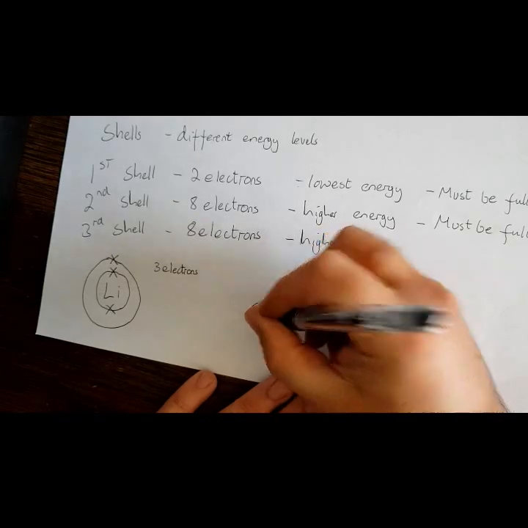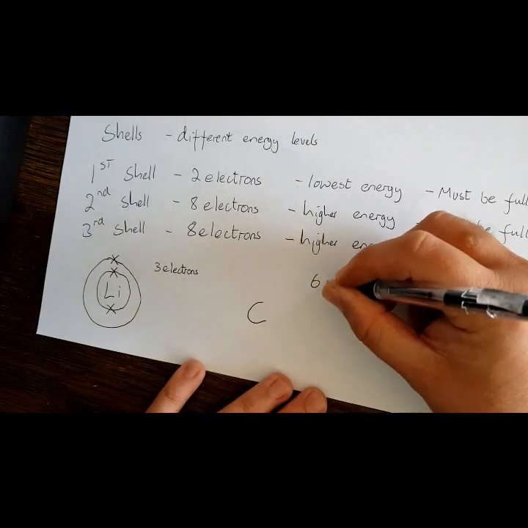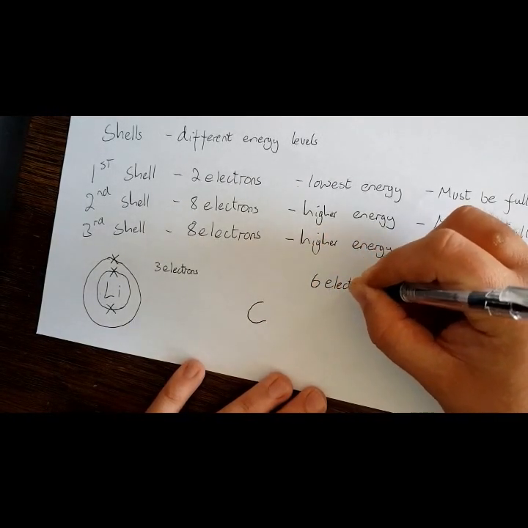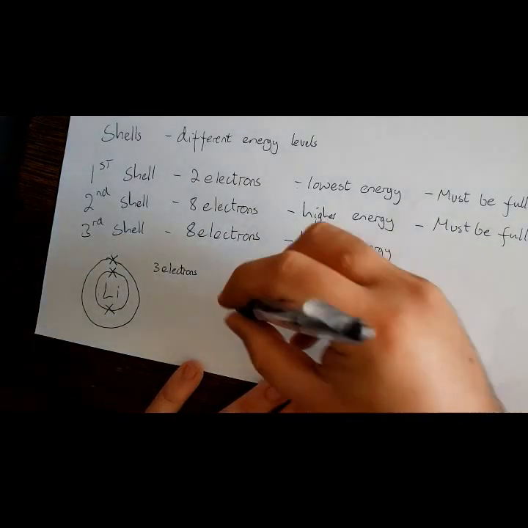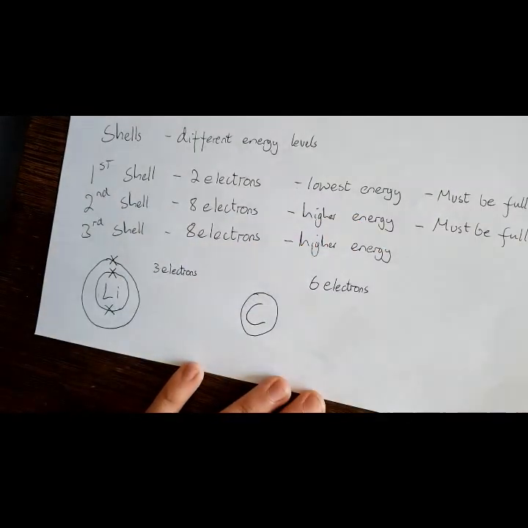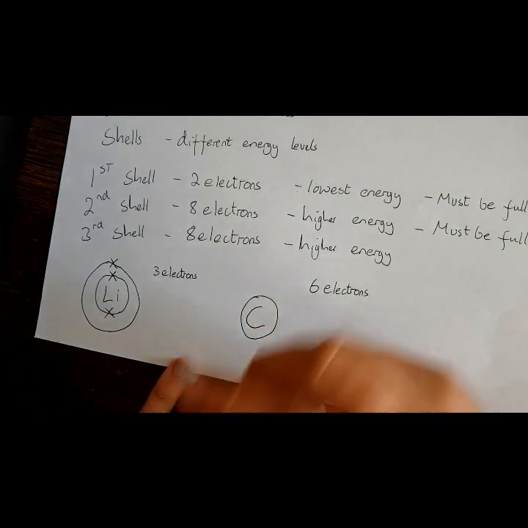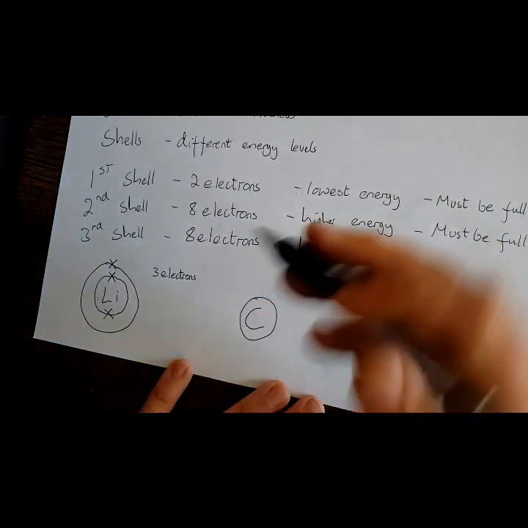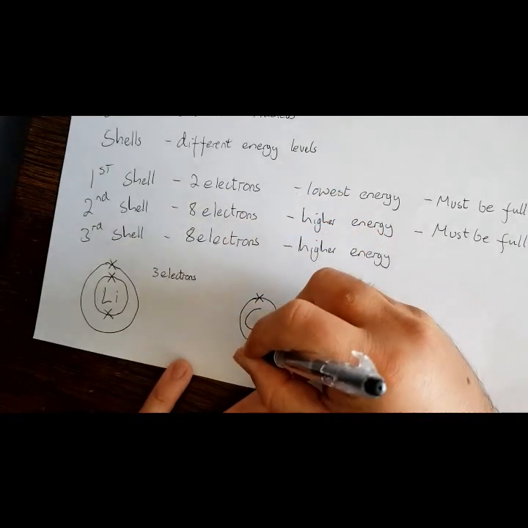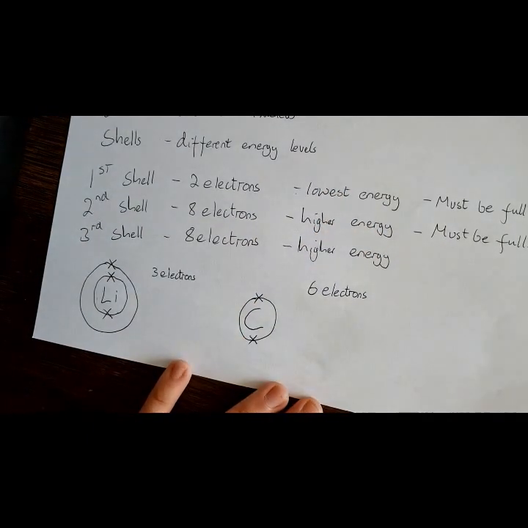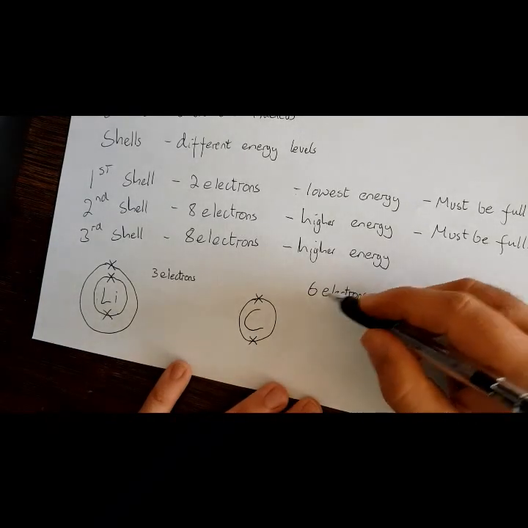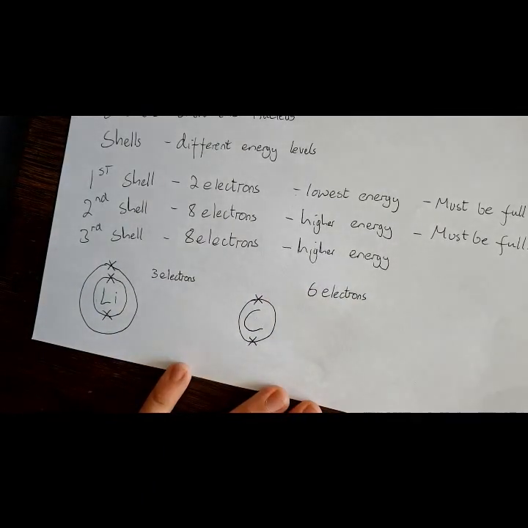So I'll draw my C. I'm going to write there I want 6 electrons so I don't forget. And I'm going to draw my first shell. My first shell there is the ring around the C. And in my first shell, I'm looking up again, I can only have 2 electrons. So I'll do 1, 2. That's 2 done. I've done 2 out of my 6. I've still got 4 more to go.